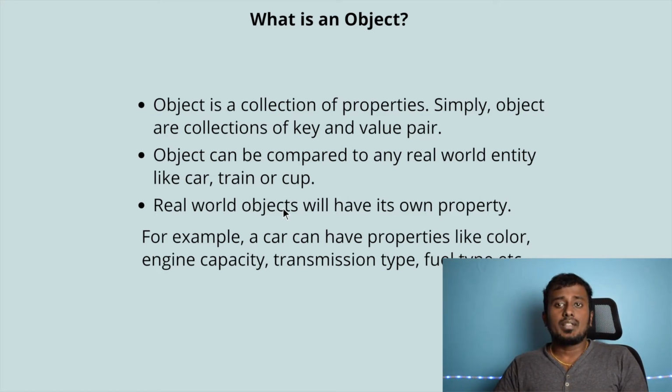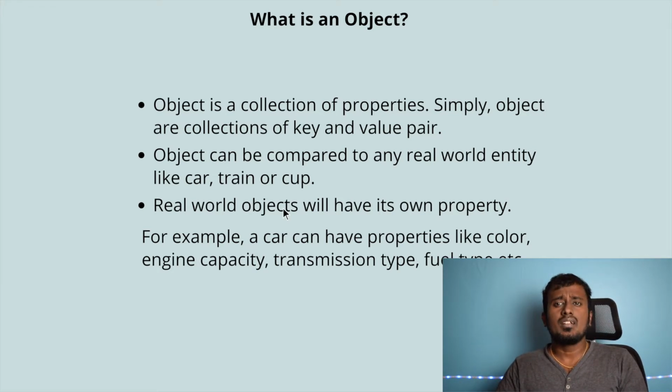Objects can be compared to real world objects like a car, bus or train. The real world objects will have their own properties, right? For example, if you consider a car, the car can have several properties like the model of the car, the company of the car, the color of the car, and the transmission type of the car, whether it is automatic or manual. Similarly, programming world objects will have their own properties.